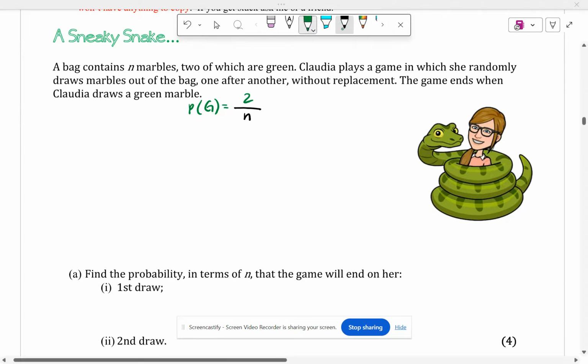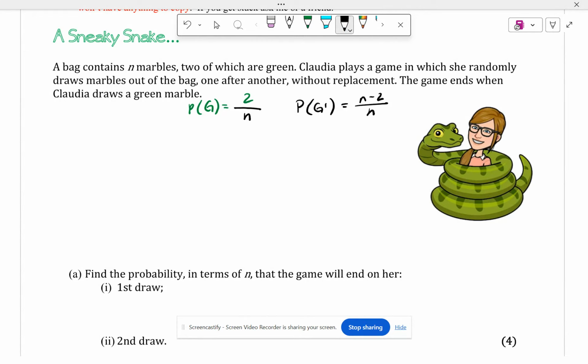Okay, here we go. Probability of picking a not green marble. N minus 2, right? Because there's going to be N marbles in the bag. 2 are green, so everything that's left over has to be N minus 2. Because if you did N minus 2 for not green plus the 2 that are green, you end up with N, the total number of marbles in the bag.